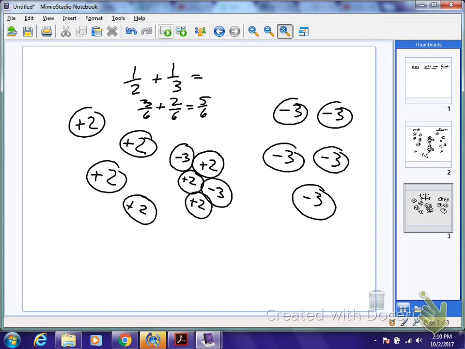So give me a plus 2 off your chart. Mercury. Hg plus 2. What's a minus 3 off your chart? Phosphate.